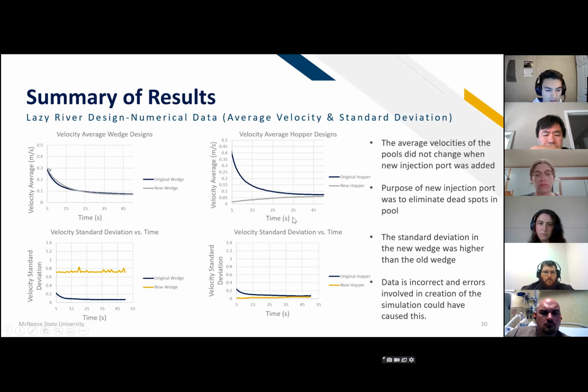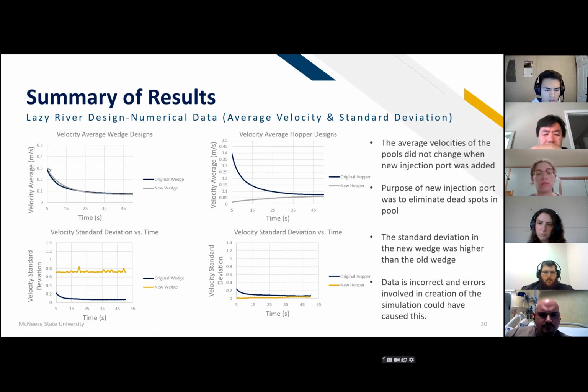Next, we're going to look at the velocity standard deviation versus time for the original wedge and the new wedge. By looking at the bottom left picture, you'll notice that the velocity standard deviation in the new wedge was a lot higher than the original wedge. Obviously this data is wrong, and a recommendation for future projects to look into this would be that maybe something was created wrong in the geometry, or something in the boundary conditions wasn't set up right. But time permitting, there just wasn't enough time to go back and rerun the simulations to try to get better results.